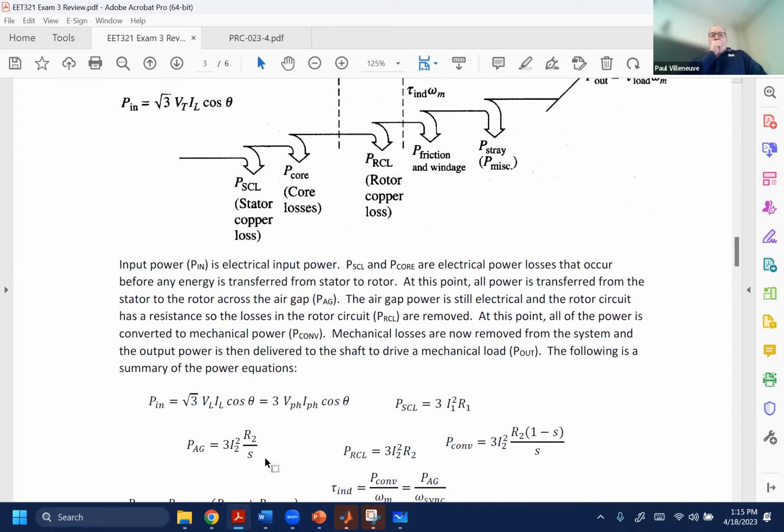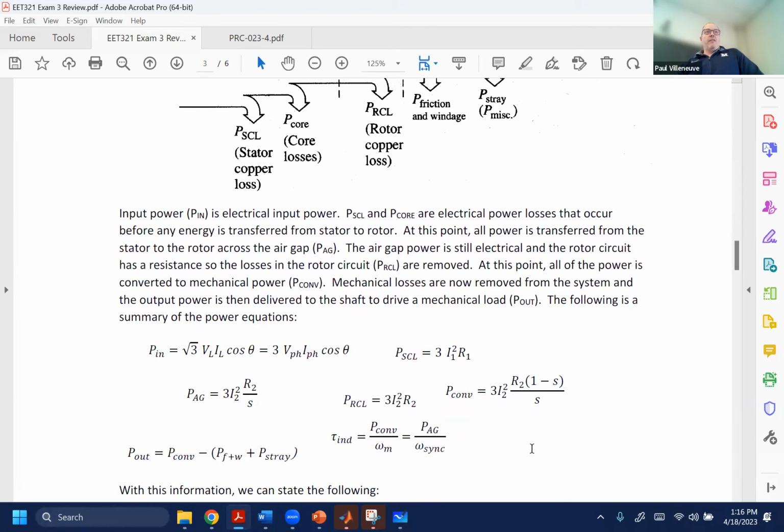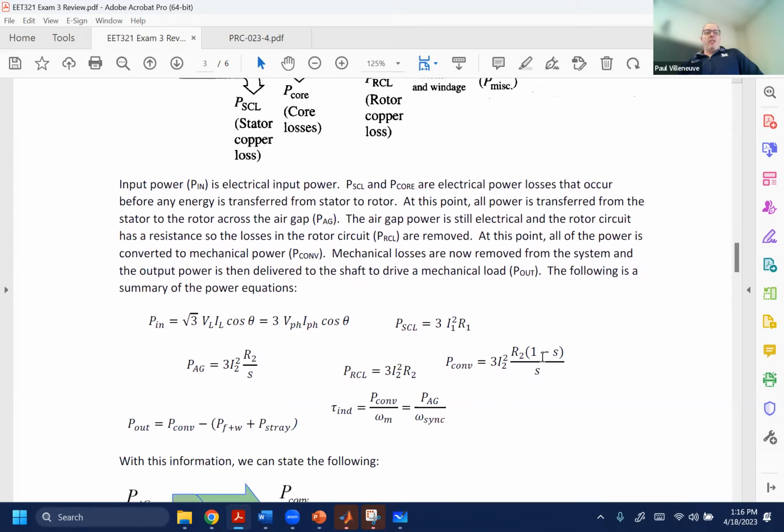Air gap power. This is the simplified one. But remember, that's the power that's on the rotor circuit. So I go back to my equivalent circuit, all the real power that is consumed in the rotor circuit is determined from here. Rotor copper losses, here's the converted power. Those two again are from our equivalent circuit.